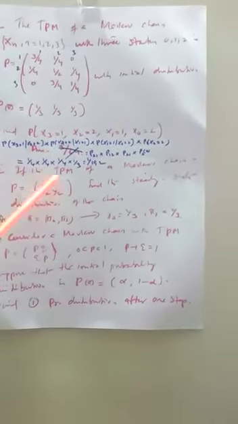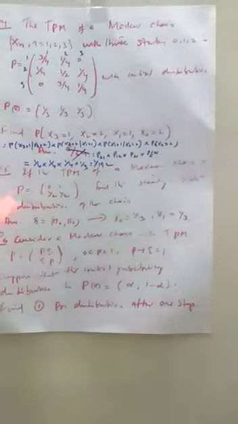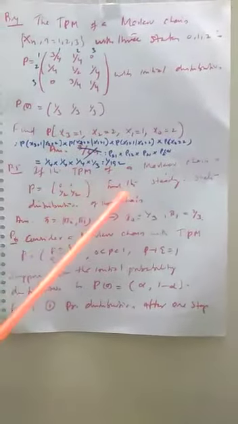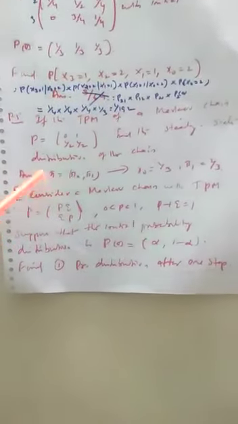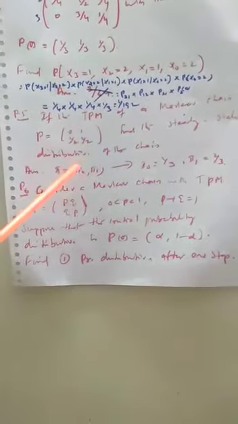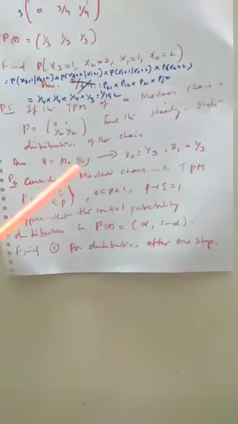Next problem. If the transition probability matrix of a Markov chain is P is equal to [0, 1; 1/2, 1/2], find the steady state distribution of the Markov chain. Now, for the steady state distribution of the Markov chain, we can use pi is equal to [pi naught, pi 1] and pi P equal to pi. Using that formula, we can solve for the values of pi naught and pi 1. Pi naught is 1 by 3 and pi 1 is 2 by 3.